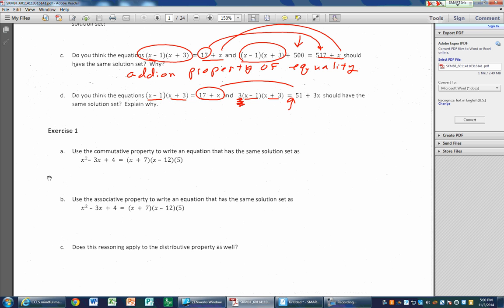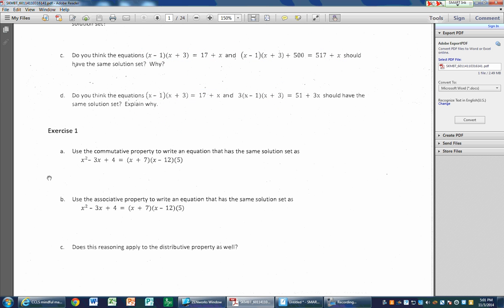Should they have the same solution set? Yes, because of the multiplication property of equality. If I multiply the left-hand side by a number, I have to multiply the right-hand side by the same exact number. If I divide the left-hand side by a number, I have to divide the right-hand side by exactly the same number. And I am going to erase it, so make sure you hit pause if you haven't gotten it down. Gone. You can rewind if you missed it.